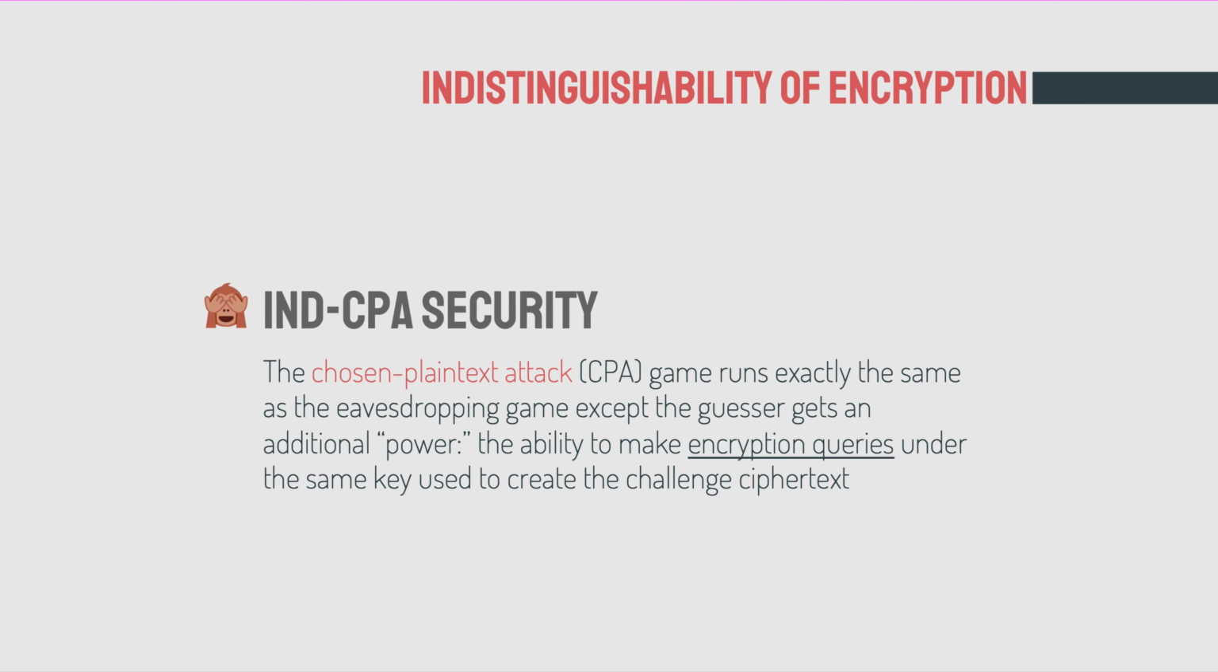The chosen-plaintext attack game runs exactly the same as the eavesdropping game. The only difference is we give the guesser an additional power, the ability to make encryption queries. What that means is that I, as the querier, can ask you to do some encryptions for me. I can send you any plaintext I want, and you will send me back the encryption of that plaintext under the same key that you will use to encrypt the challenge ciphertext.